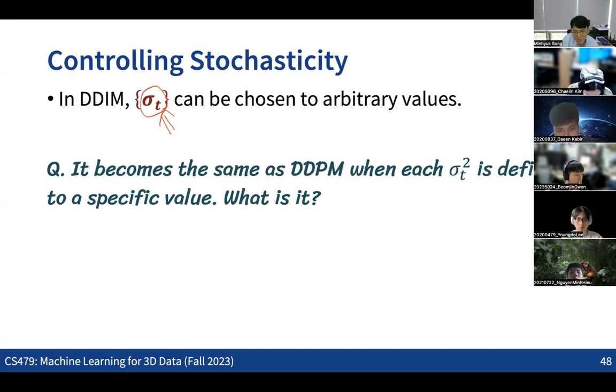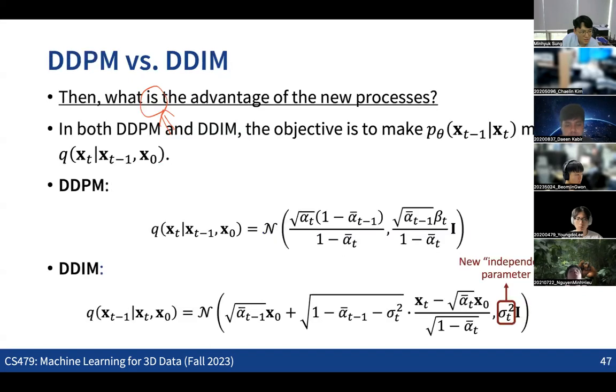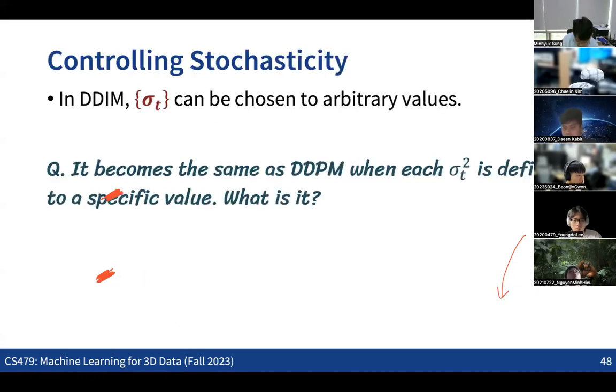So this is a kind of quiz. We have seen that the conditional distributions are basically different in the DDPM and the DDIM case, right? But if you carefully choose the sigma value here, then we can make this DDIM process exactly the same as the DDPM process. What would be such a value of sigma? Actually, sigma squared is what makes the DDIM process the same as the DDPM process.